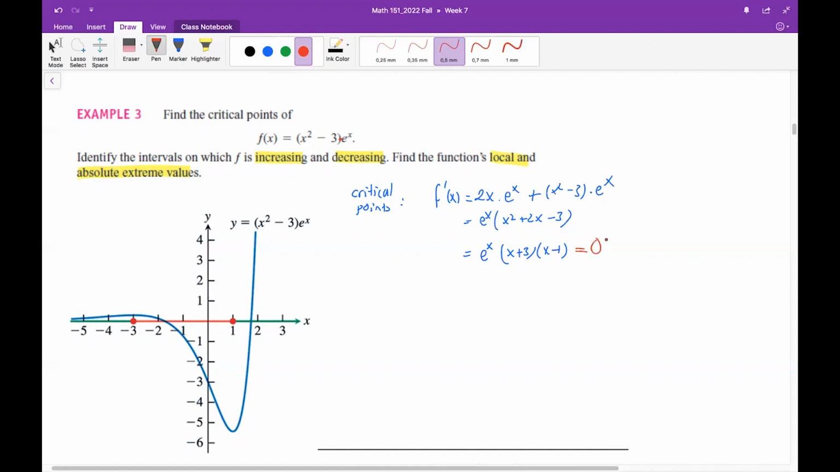Let's equate it to 0 to see critical points. x equals minus 3 and x equals 1 are the critical points here. Any point where f prime is undefined, let's check. There is no such point. That's why this is the complete list of critical points.